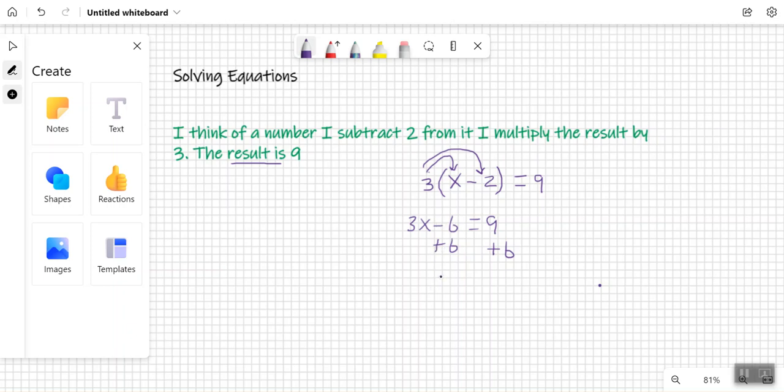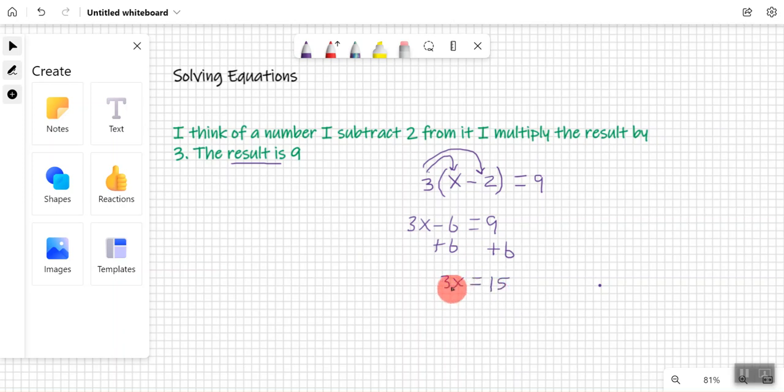And that will just leave me with 3x is equal to 9 plus 6. Okay, and 9 plus 6 is equal to 15. So now we're closer to getting x on its own.